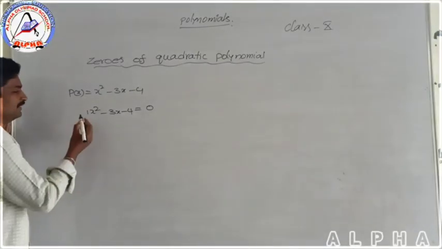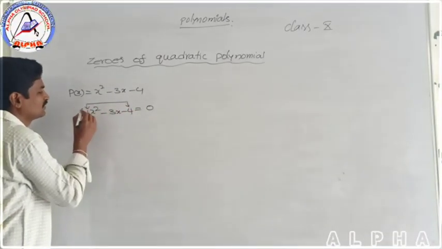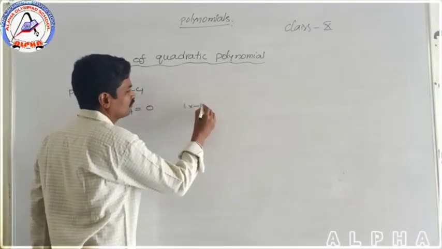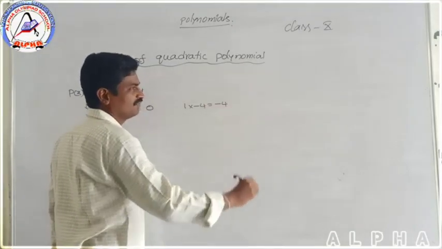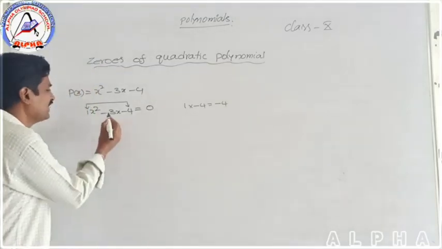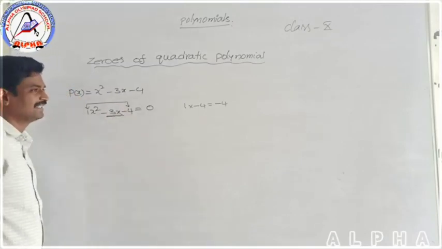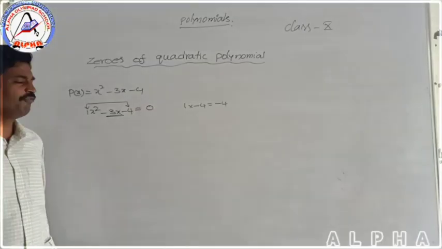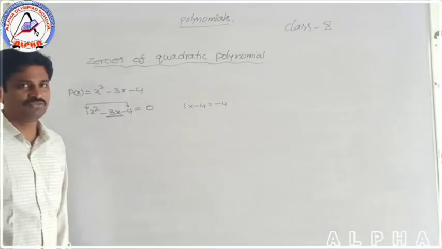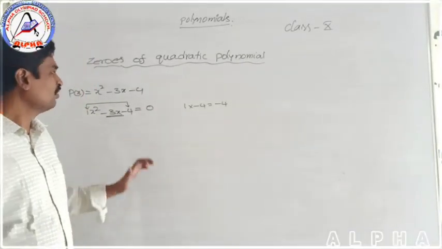Okay, multiply the x square coefficient and the constant, that is 1 into minus 4, which is equal to minus 4. It is negative. And the middle term, minus 3x, we have to write as the sum of two terms, or the difference of two terms. Now it is a difference.